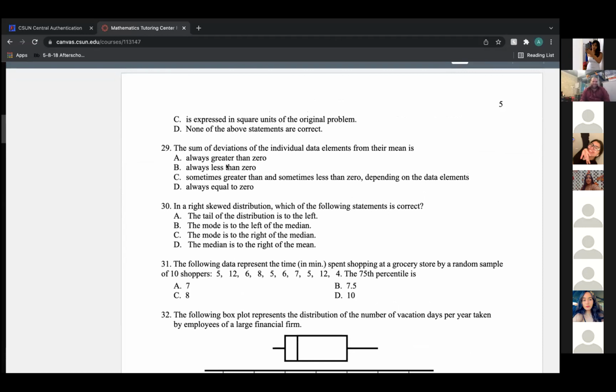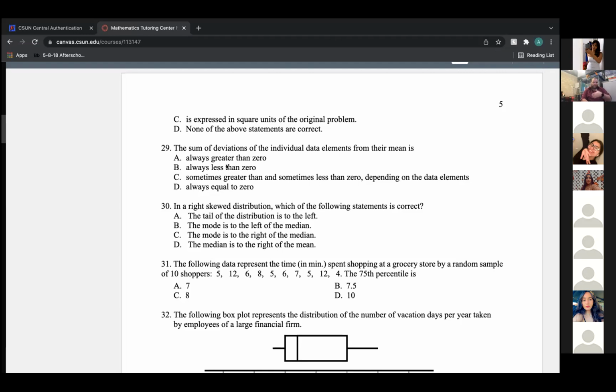30, in a right skewed distribution, which of the following statements is correct? The tail is to the left. No, that's false because the tail defines the skewness. The mode is to the left of the median. That seems right because the mode stays still and the median is pulled.